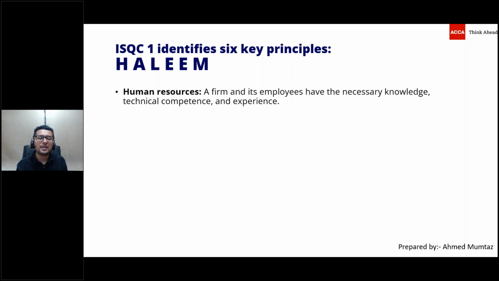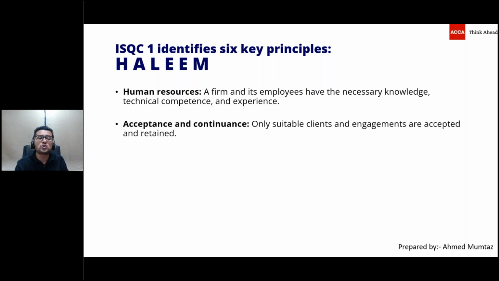If you want to understand why quality control is so important, ISQC1, which is an international standard on quality control, is applicable on an audit firm, and that standard says that an audit firm needs to follow and needs to focus on 6 things in order to make sure that they are applying the highest level of quality. Now, what are those 6 items? HALEEM. So the first is human resource.